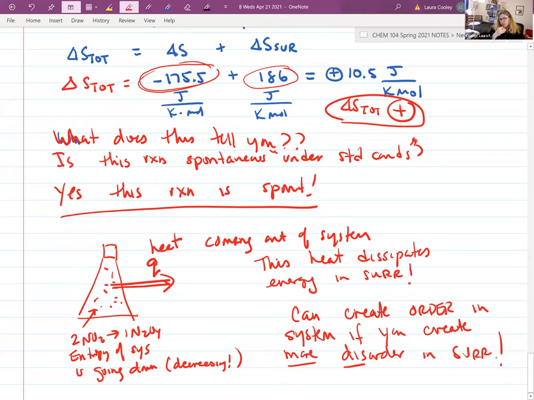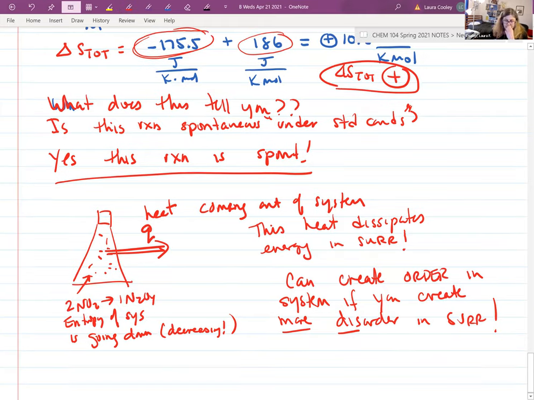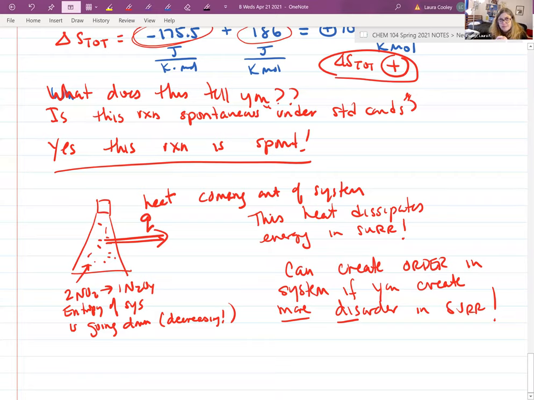Okay, so that should explain a few things. You can have reactions that have negative entropy changes as long as you have a greater positive entropy change in the surroundings. So chemistry is full of interesting stuff. That's what I have to tell you for today. So I hope you understood a good part of that. That's it. See ya.